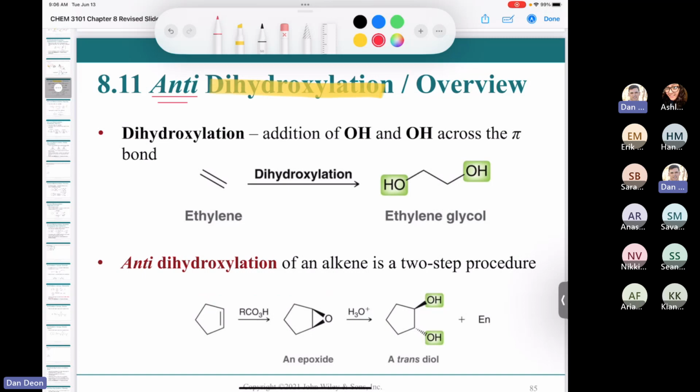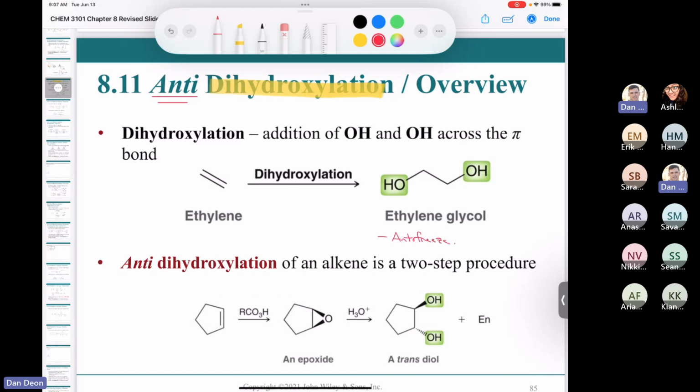Anyhow, so if you're wondering what is dihydroxylation, it's exactly what it sounds like. You're adding two hydroxyls, one to each carbon of an alkene, and you form what we call a diol. And if you do it with ethylene, you form ethylene glycol. Sometimes you might hear diols referred to as glycols. And ethylene glycol is the major component, like I told you, that's found in antifreeze. So antifreeze is where we find ethylene glycol.